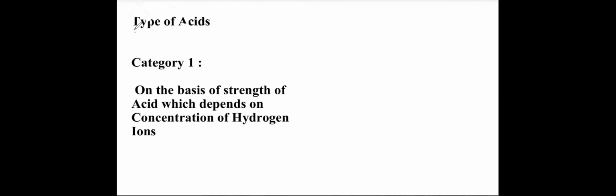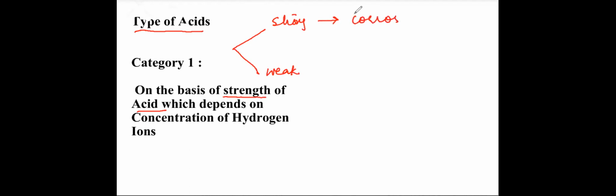Now let's talk about the types of acids, the categories of the acid. So the first category is on the basis of the strength of an acid. On the basis of the strength of an acid, we have two categories. We have strong acids and we have weak acids, right? As I told you, strong acids are highly corrosive, as when they fall on our skin or on a hand or on the clothes, they are highly corrosive. The examples of the strong acids are hydrochloric acid, sulfuric acid, nitric acid. These are basically your strong acids.